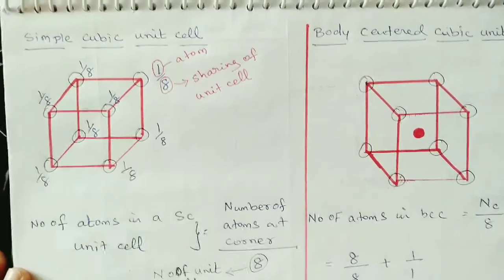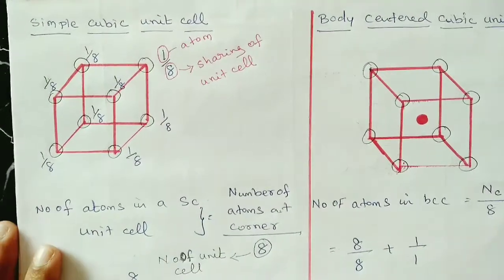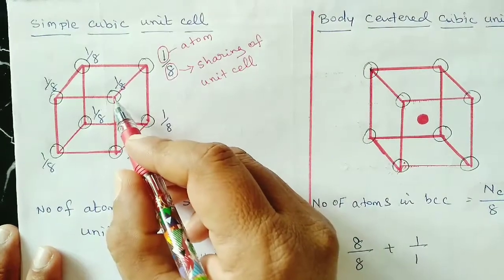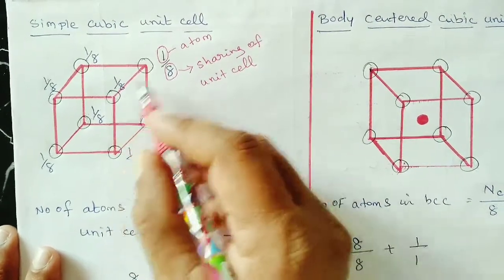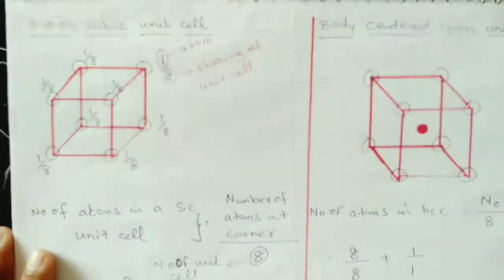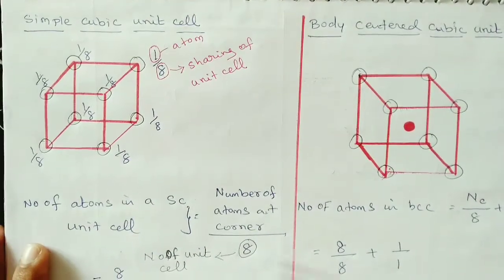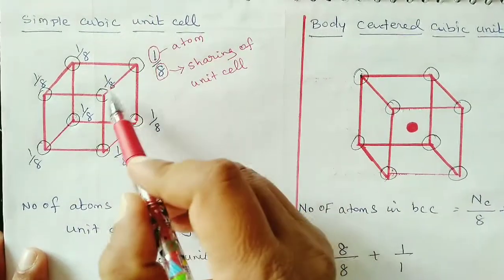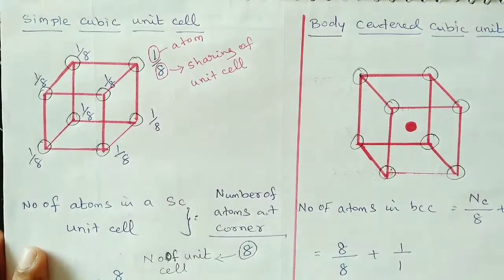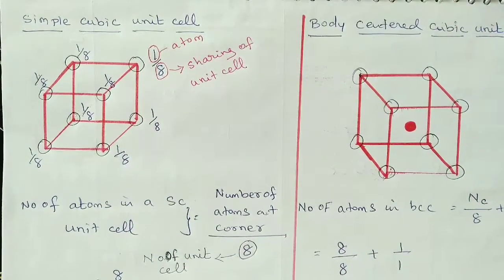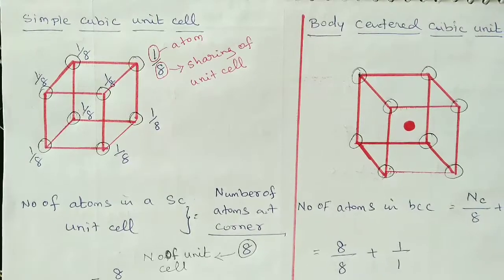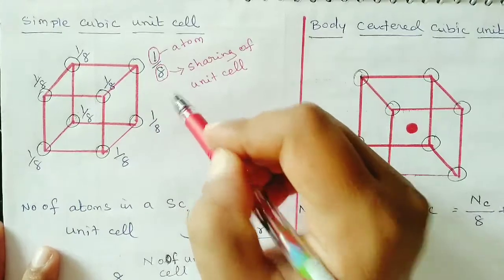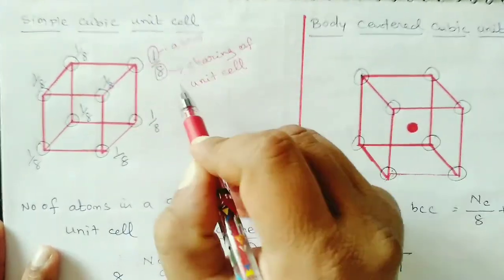In simple cubic unit cells, first take a unit cell, that is a cubic unit cell. In simple cubic, the atoms are present only at the corner positions. No other positions are occupied. Here there are 8 corners in a simple cubic, and each corner is occupied by 1 atom, and each atom is shared by 8 unit cells.